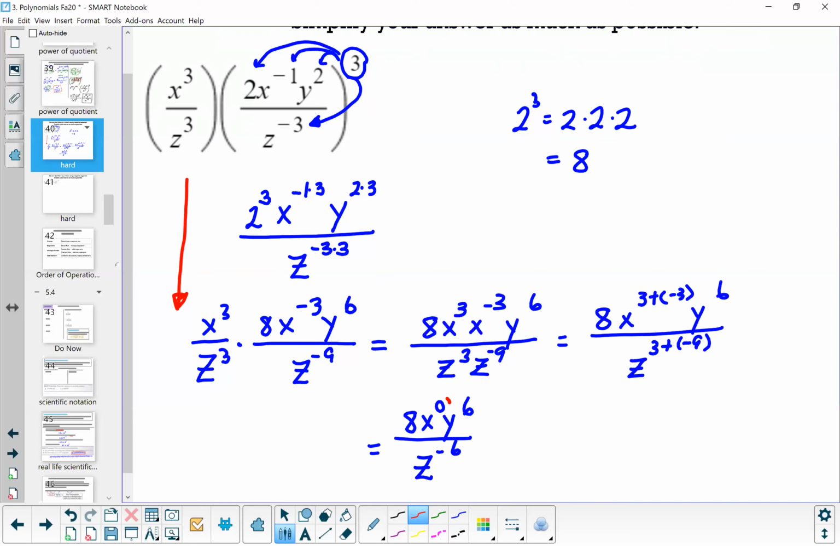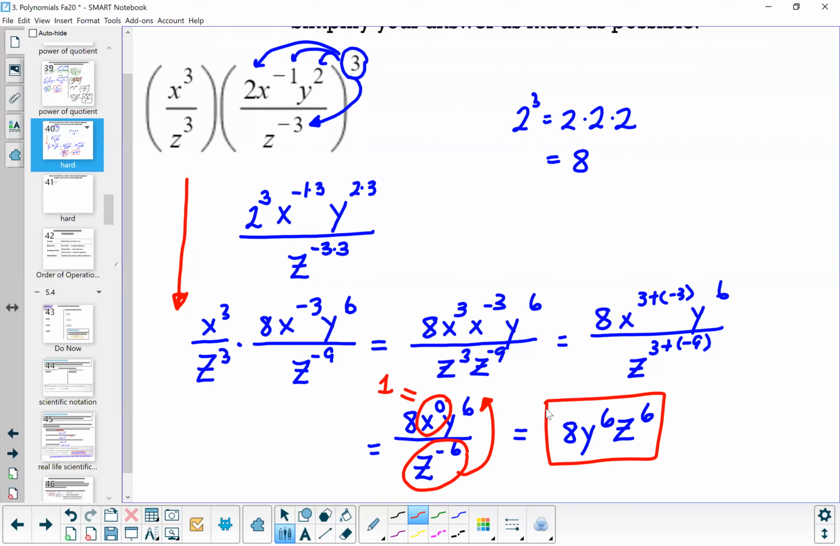All right, finish simplifying. So x to the 0, we know that's equal to 1. And then we want to take z to the negative 6 that's in the denominator across the fraction bar so that we can write our answer with all positive exponents. So we're left with 8. We don't need to put the times 1, y to the 6, z to the 6. It's not necessary to put over 1, so we leave our answer just like that, and we're done.